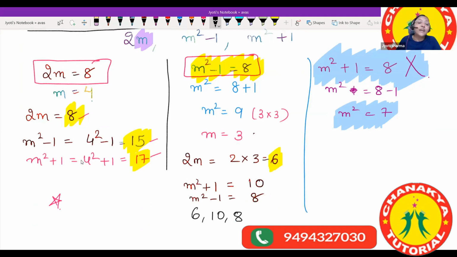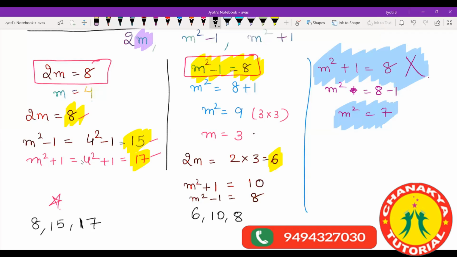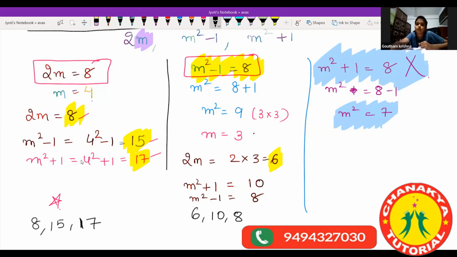Now, if I go with the case of 2m is equal to 8, I found 8, 15, 17. 8 is my smallest number. So this is the right way. I will find my Pythagorean triplet with 2m is equal to 8. My answer will be correct that way. If a condition is given, then you have to check with the other equation also. If a condition is not given, then you can pick any one.